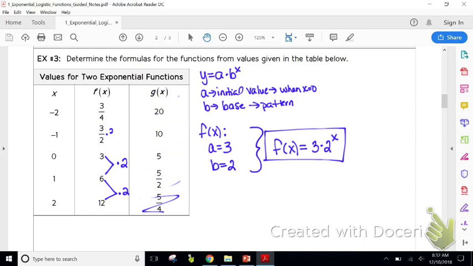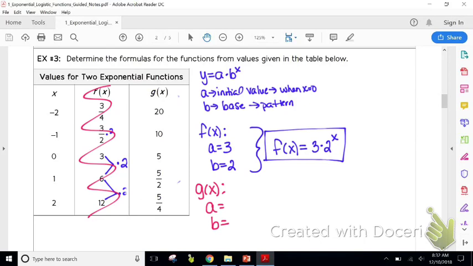Alright, so now let's look at g of x. So looking at g of x, what is my initial value? What was it? 5, because it's when x is 0. And what is my base? Well, again, look for your whole numbers. They're easier for y'all. How do we get from 20 to 10? Okay, divide by 2. And so what about 10 to 5? Same thing. And then you can see here, 5 to 5/2, it definitely has that divide by 2 in it, right?